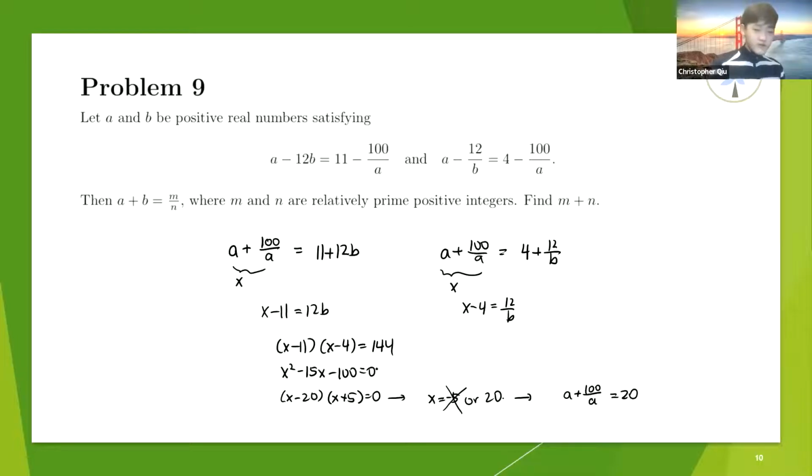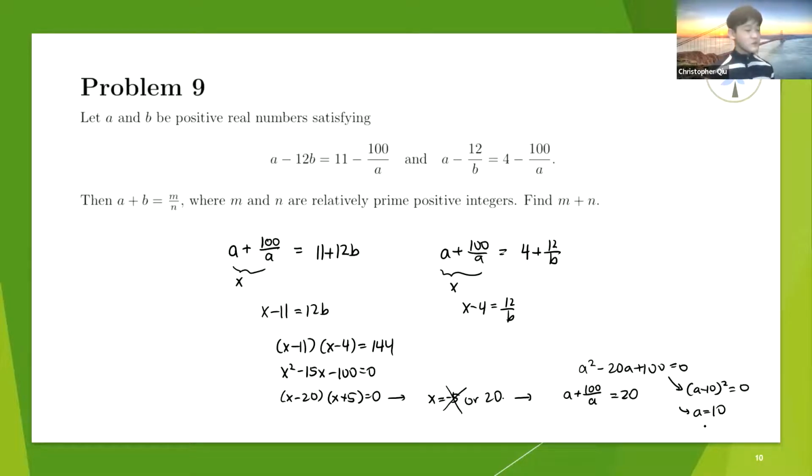All right, so now that we have this equation, we can notice that if we multiply both sides by a, we would have a squared minus 20a plus 100. I've also moved the term 20a on the right-hand side to the left-hand side, and we can see that this is a perfect square. So a minus 10 squared is equal to 0. And this tells us that a is equal to 10.